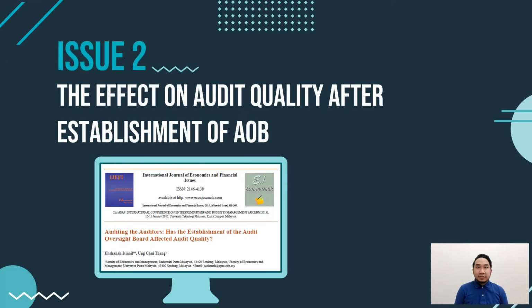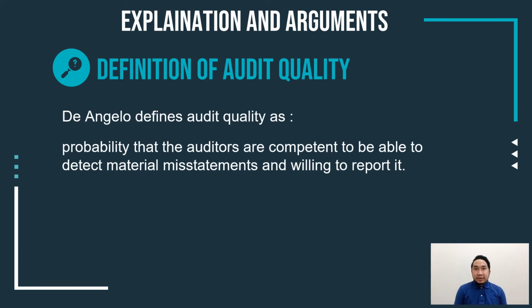I will start with the first issue, which is the effect on audit quality after the establishment of AOB, and I also attached the picture of the article. D'Angelo defined audit quality as having the twin dimensions of the probability that the auditor is competent to be able to detect material misstatement and, having detected the misstatement, is willing to report it. That is upholding auditor independence.